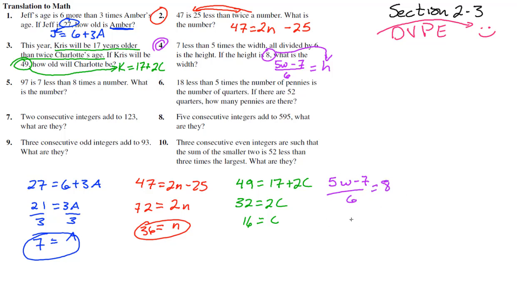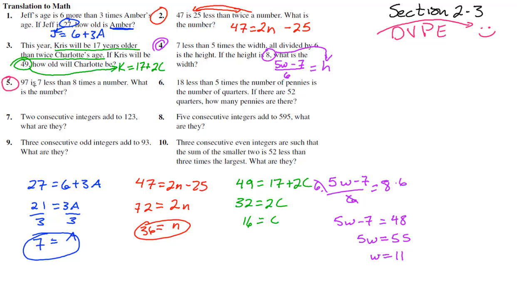Can we solve this equation? Yeah, we know how to do that. Multiply both sides by 6 to get rid of the fraction, and we get 5w minus 7, because those 6's go away, equals 48. Add 7 over here, and we get 5w equals 55. Divide by 5, and we get w equals 11. So the width is 11. Great. Let's do number 5 right here.